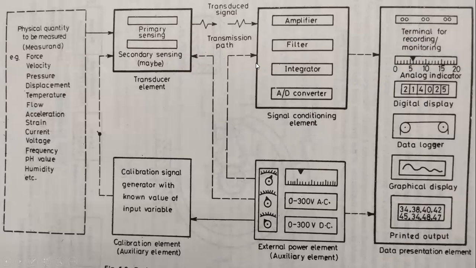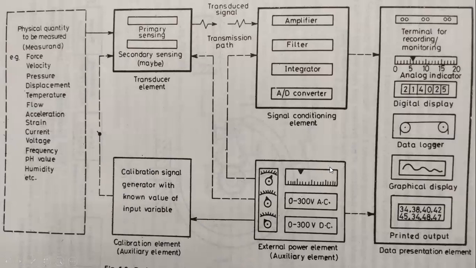This is followed by auxiliary elements, which may be incorporated in a particular system depending on the type of requirement, nature of measurements, technique, etc. Some of these could be the calibration element here. The calibration element is basically a signal generator to provide a built-in calibration facility of a known input value. So we are giving a known input value through a signal generator and then accordingly calibrating the instrument.